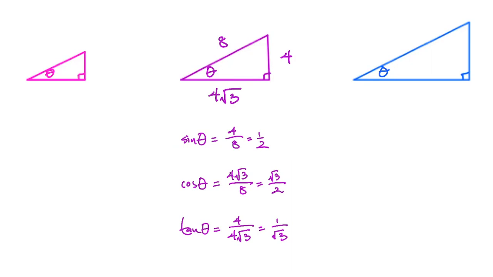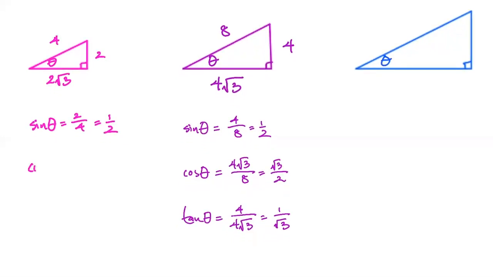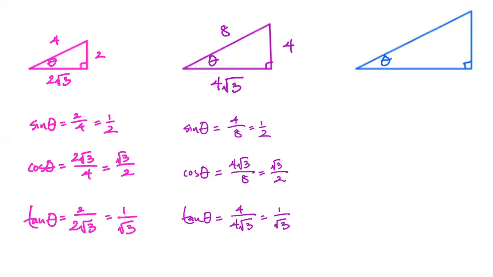Just divided all of the numbers by 2. Okay, so you got a 4, 2, 2 root 3. Cool. Okay, so then if you set up your sine theta, you would get 2 over 4, which, check that out, is the same as the one from the purple triangle, right? And then cosine of theta would be 2 root 3 over 4, or root 3 over 2. And then tangent theta was 2 over 2 root 3, or 1 over root 3.